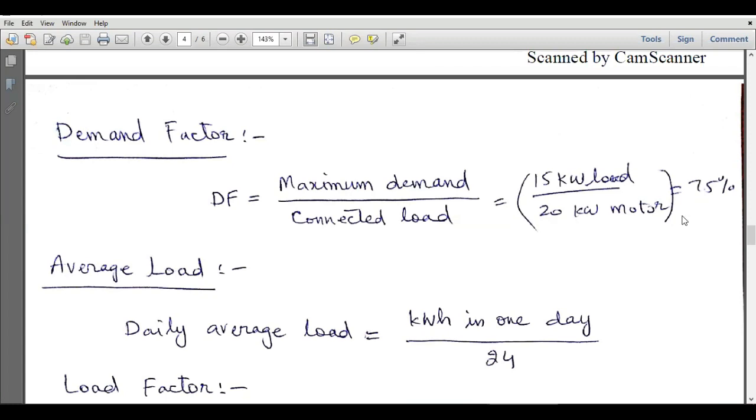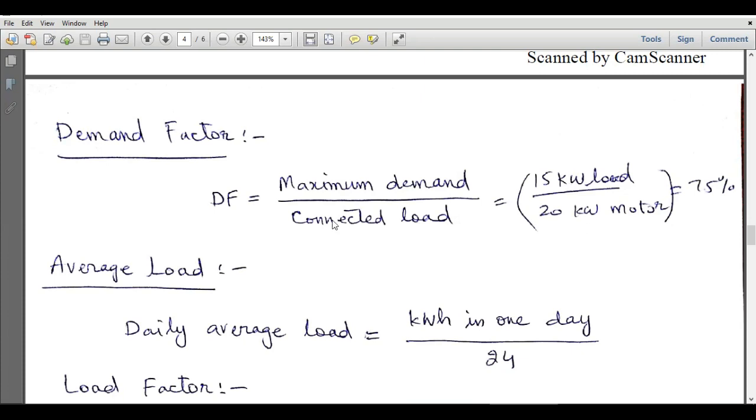In this lecture, I will discuss some important factors and important terms which are related to an electric power system. The first term is called demand factor, and demand factor can be defined as the ratio of maximum demand to the connected load. So, for example, if we have a maximum demand of 15 kilowatt, which is the maximum demand by a home, and the total connected load in the home can be 20 kilowatts.